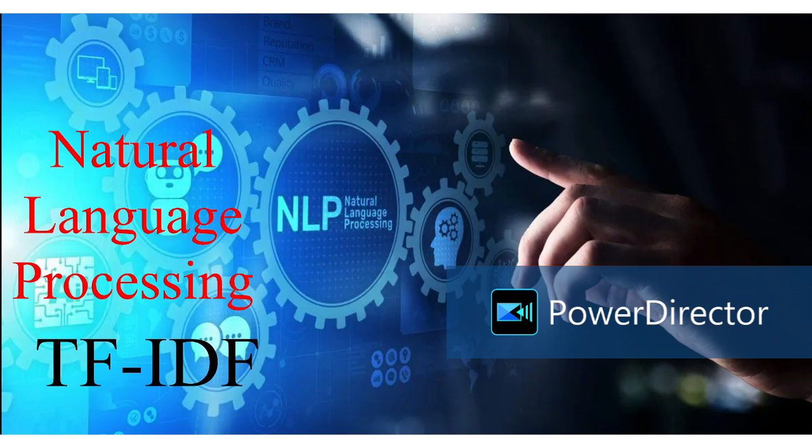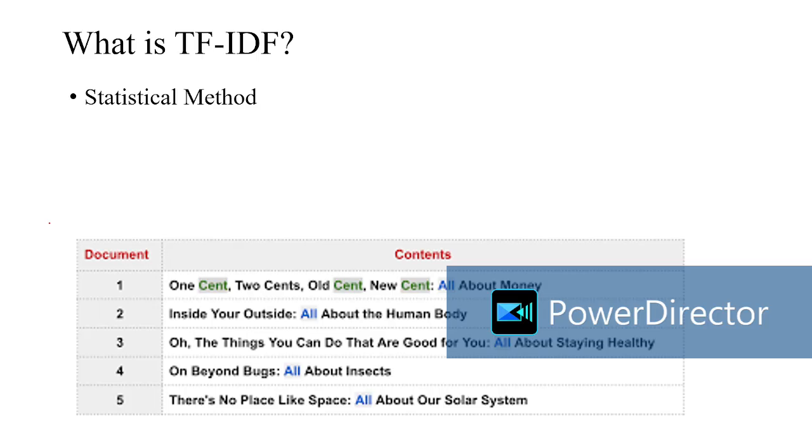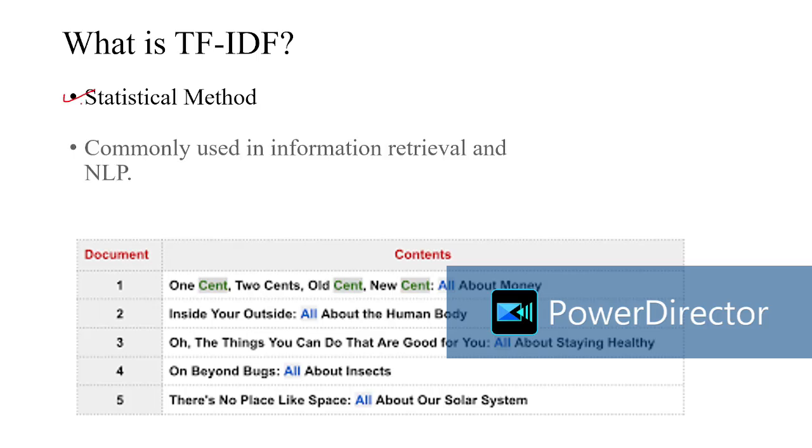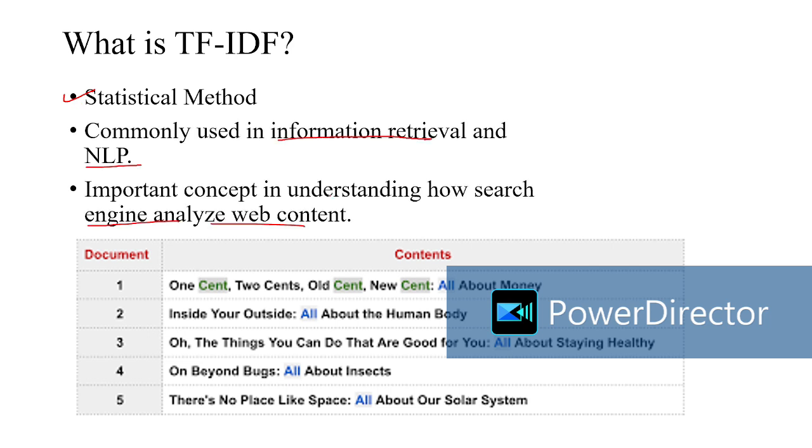So what is TF-IDF? TF-IDF is a statistical method commonly used in information retrieval and NLP, natural language processing tasks. It is an important concept in understanding how search engines analyze web content. Here is an example we will see later.